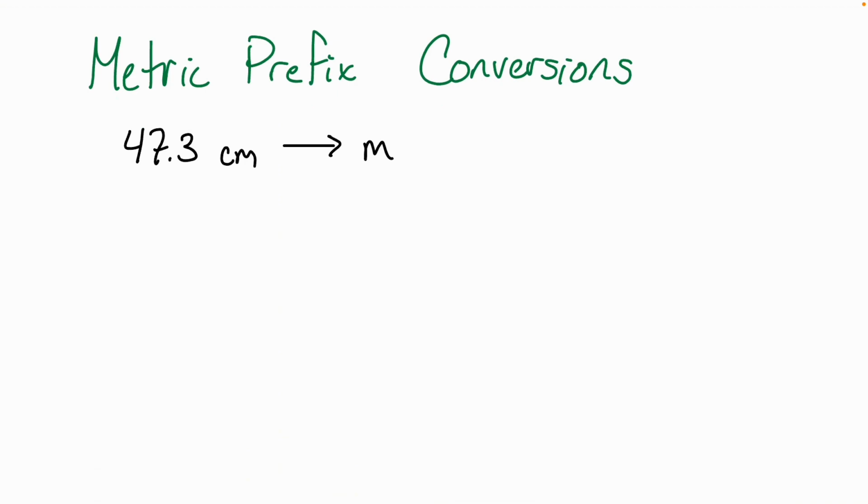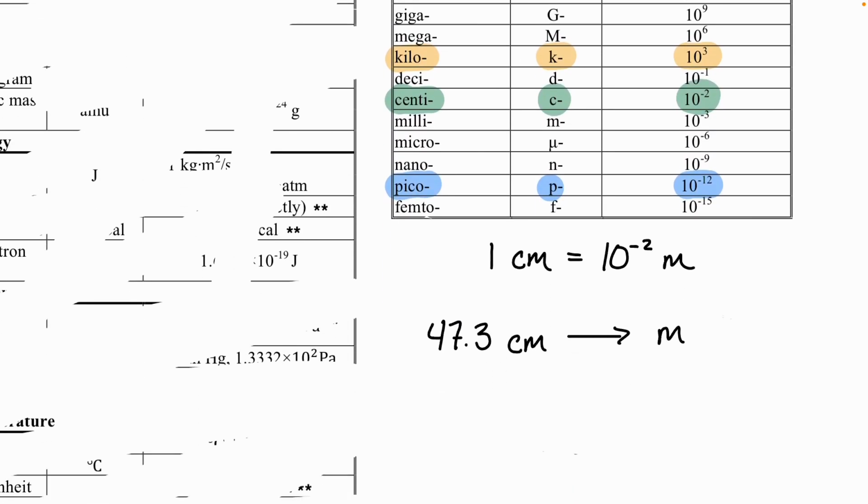Okay. So, step 1, we got to find our relationship on that table. In this case, I'm dealing with the prefix centi, right? So that's 10 to the negative 2. And I said that that means that 1 centimeter is equal to 10 to the negative 2 meters.